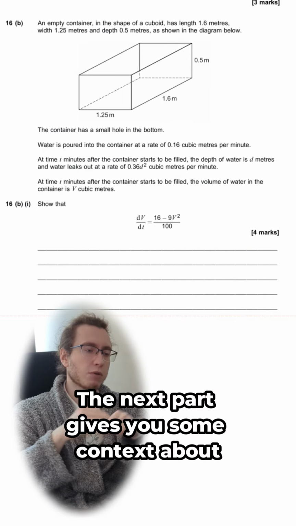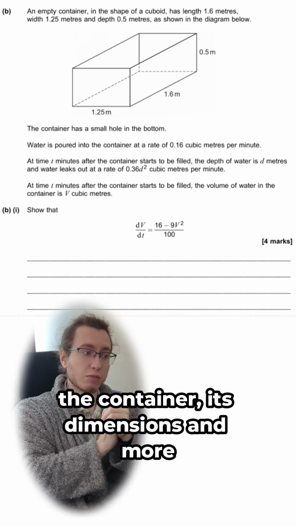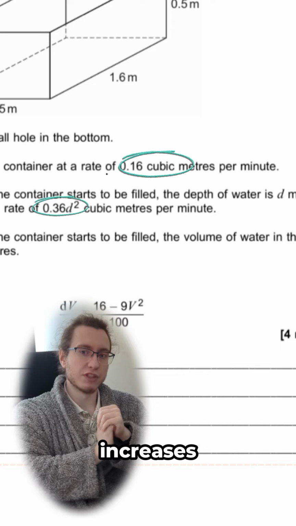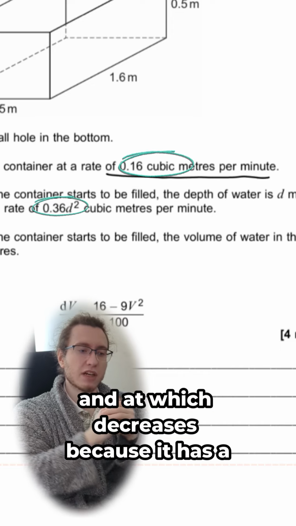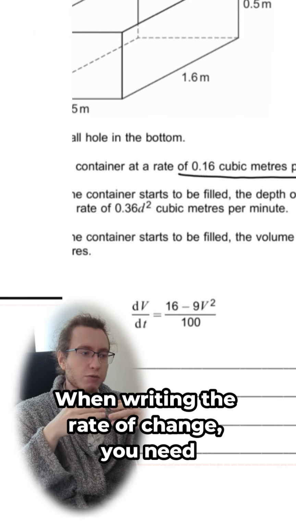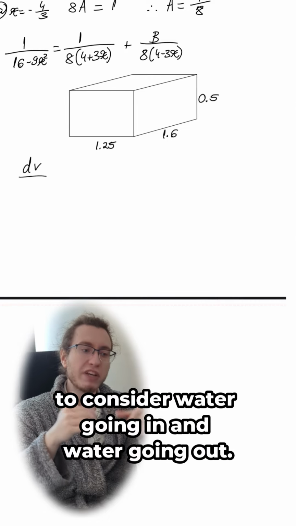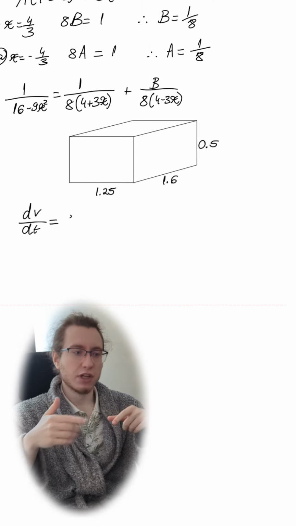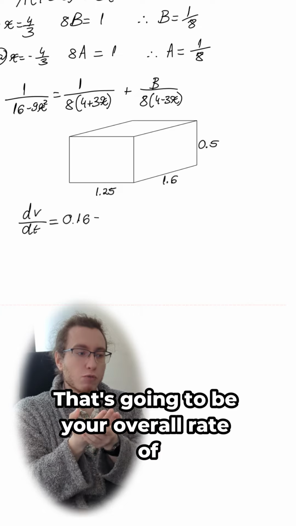The next part gives you some context about the container, its dimensions, and more specifically the rates at which the volume increases and at which it decreases because it has a hole inside. When writing the rate of change, you need to consider water going in and water going out. That's going to be your overall rate of change.